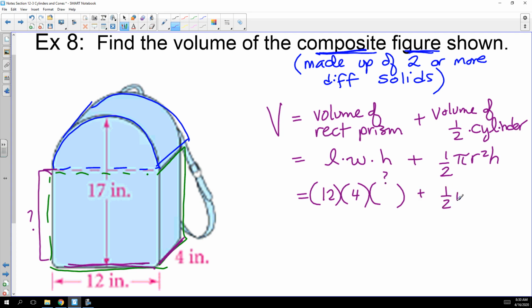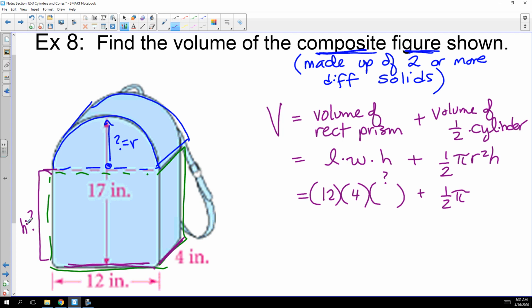Plus 1/2 pi, and we're not told the radius. Okay, so we also have something else that's unknown. We don't know what this radius is, right? That's an unknown, and we don't know what this height is. That's an unknown, right? Okay.